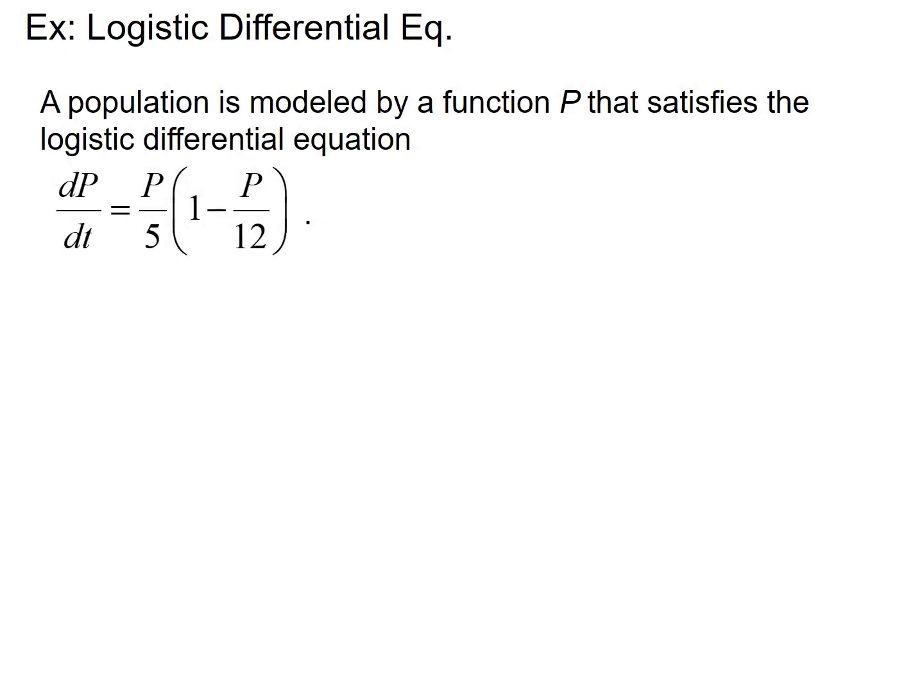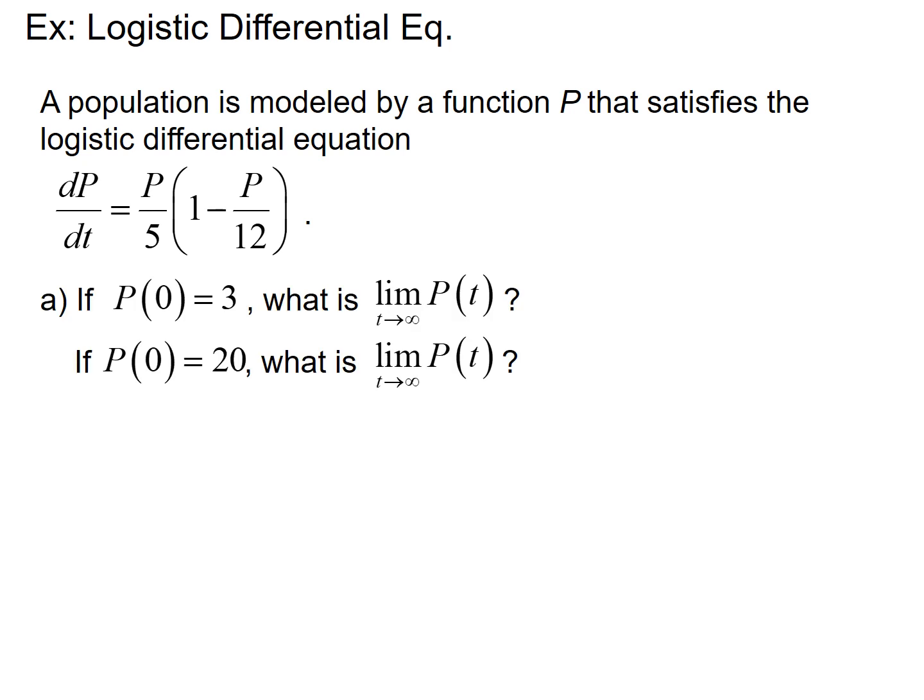All right, so you're given a population that's modeled by this logistic differential equation. And let's analyze some questions here. If the initial population is 3, what is the limit as time goes to infinity of the population? Well, that's really just asking us what's the carrying capacity. As time goes on, what's this population approaching? And this population is approaching 12 because I can see that if I plug in P equals 12, my rate of growth is 0.